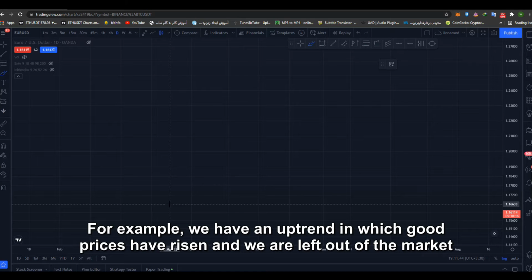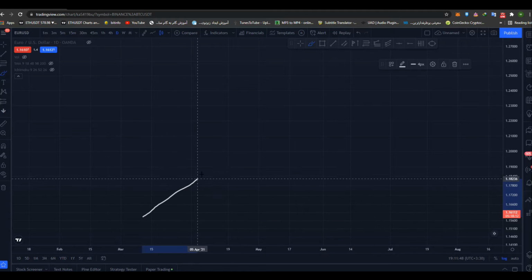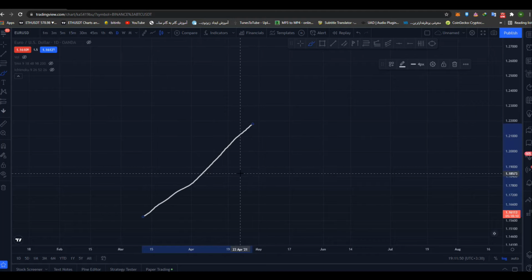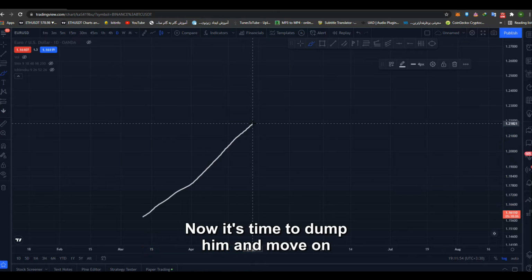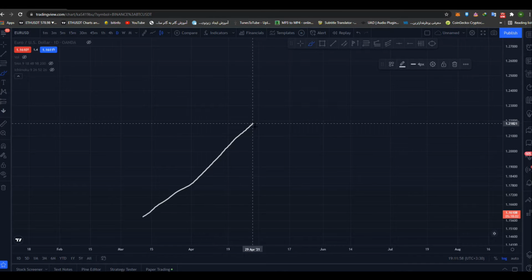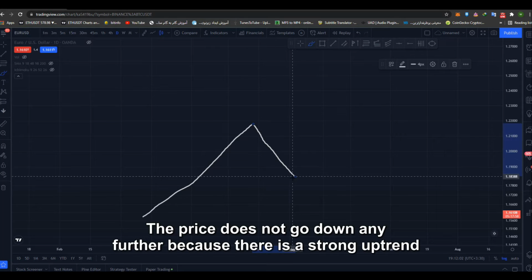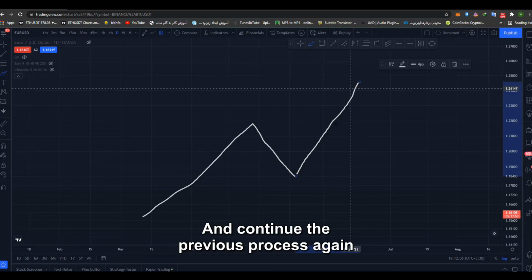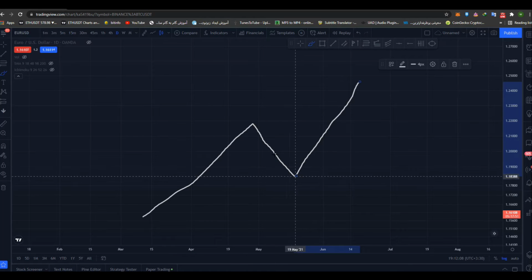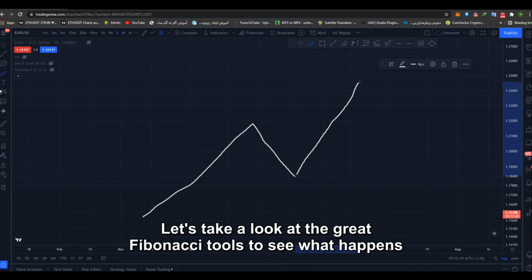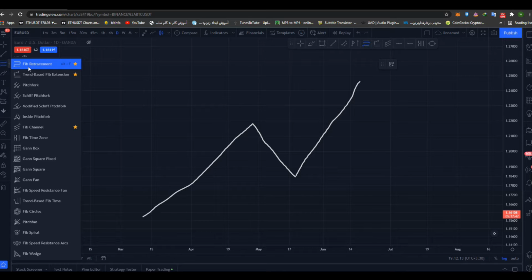For example, we have an uptrend in which good prices have risen and we are left out of the market. Now it's time to dump him and move on. The price does not go down any further because there is a strong uptrend, and continue the previous process again. Let's take a look at the great Fibonacci tools to see what happens.